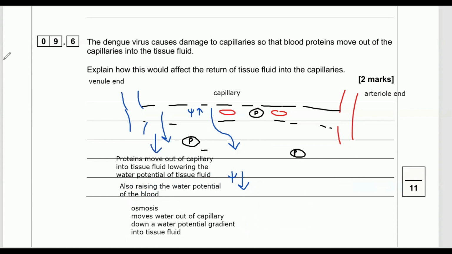That is the end of question 9. Let's move on to the next question.